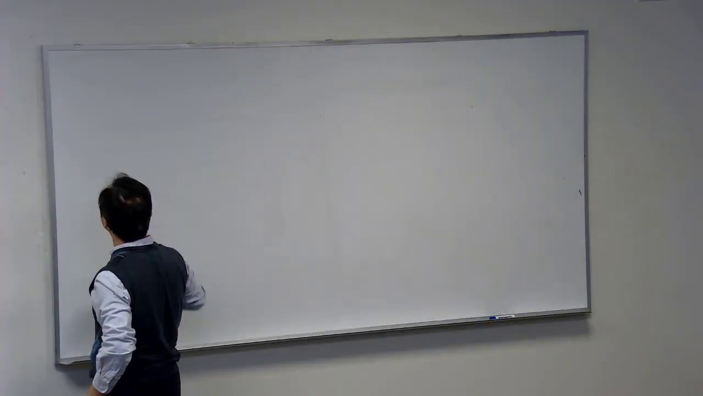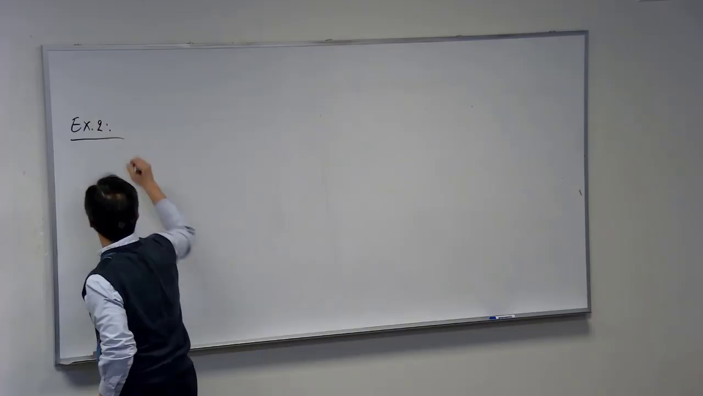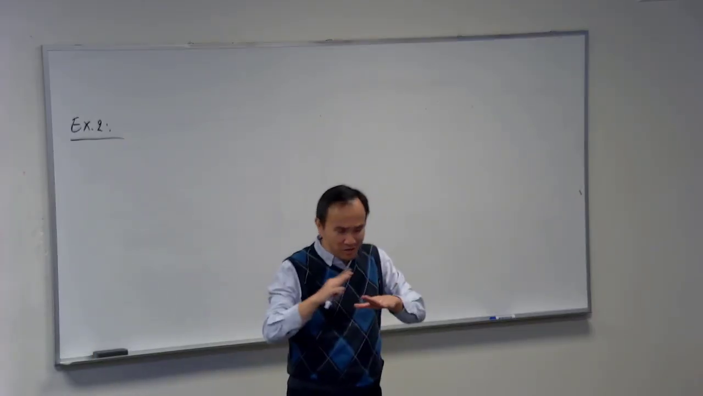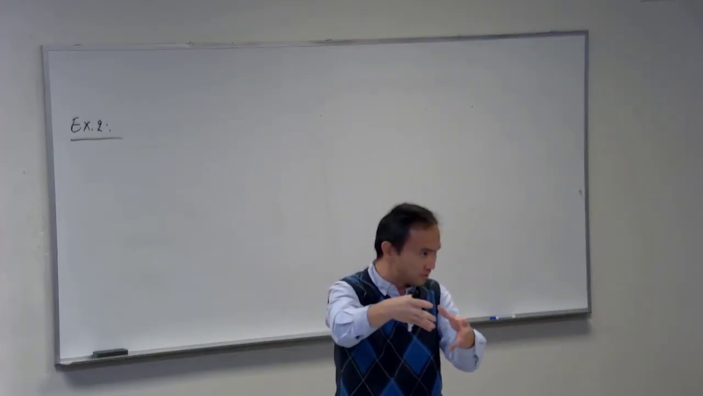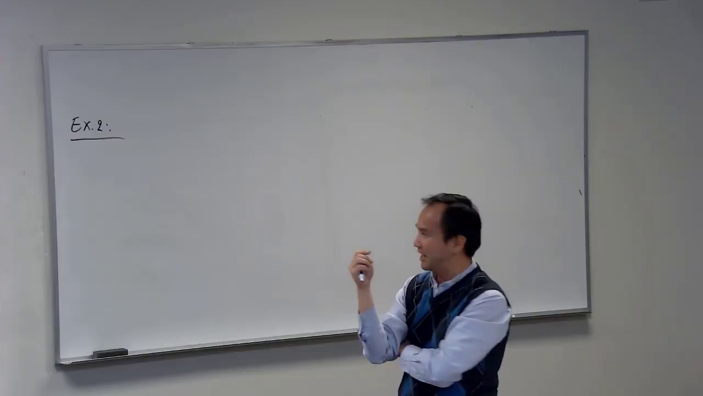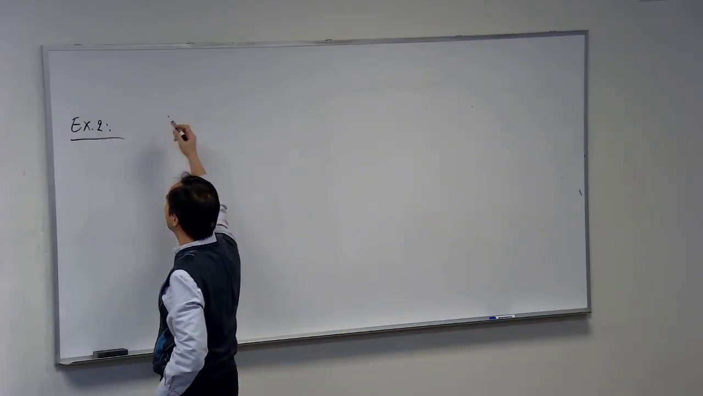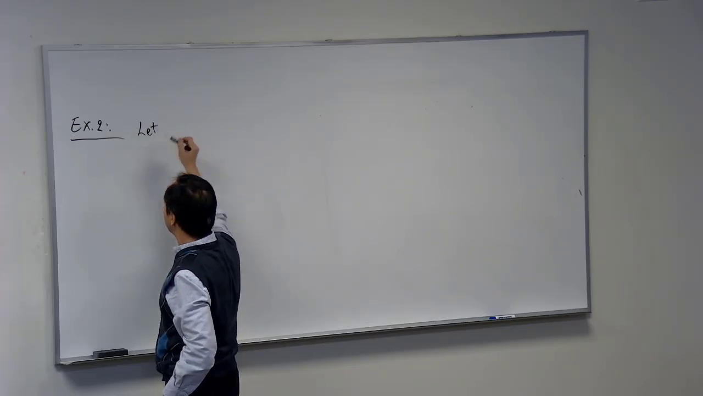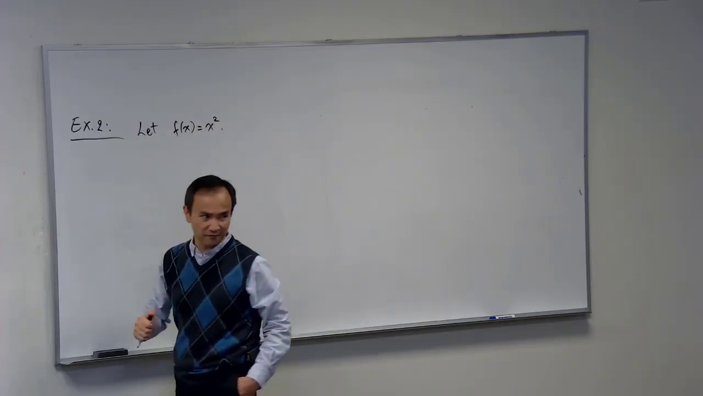Now we're going to look at example 2. Example 1 was entirely about having a function given and finding the slope of the tangent line at this point and at that other point, or more precisely, finding the derivative. So now let's look at example 2. I'm going to start out with the same familiar function, f of x equals x squared.